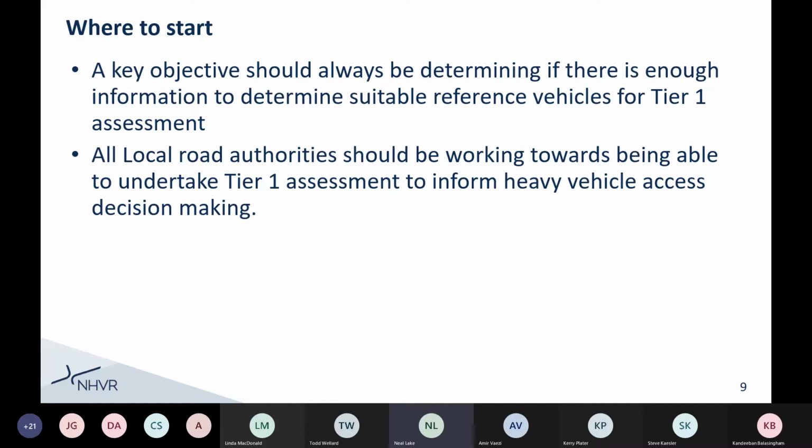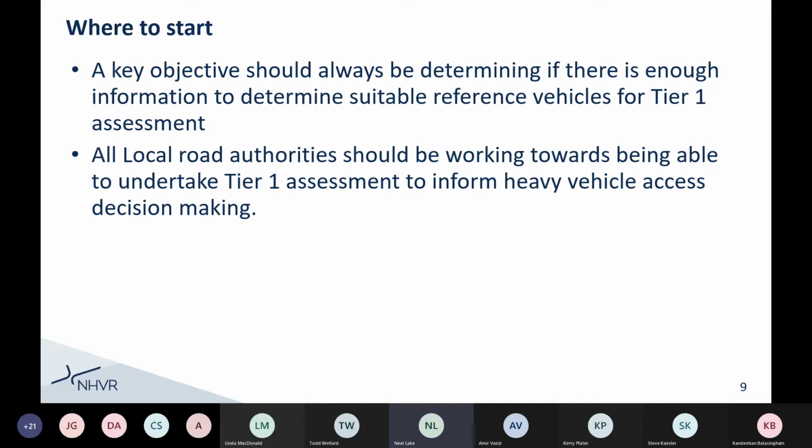And I think that it's important as a local road authority that you think about this in terms of developing your capability to do Tier 1 assessment so that you have a good basis to inform heavy vehicle decision making. If you have to go out to a supplier for everyone to do Tier 1 assessment, it's going to get very, very expensive very quickly. So developing that in-house capability is important at a basic level, and that's the Tier 1 assessment.